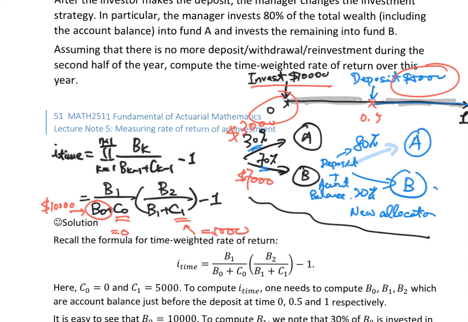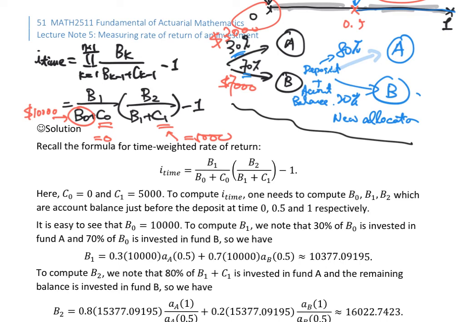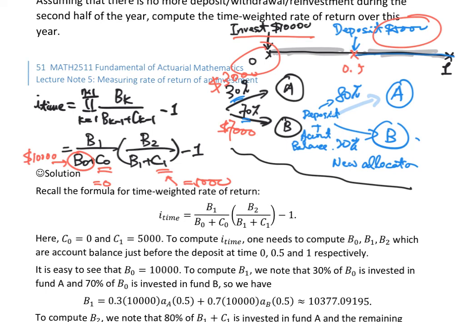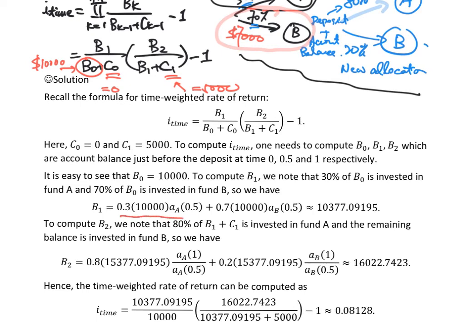Let us start with B1. Remember, at time 0, when you invest $10,000, you will have $3,000 going to fund A, which is 30% of that. At the same time you also have 70%, which is $7,000, going to fund B. Because you don't have any activity between 0 and time 0.5, the account balance at time 0.5, which is B1, will be just the future value of your account balance in fund A and fund B.